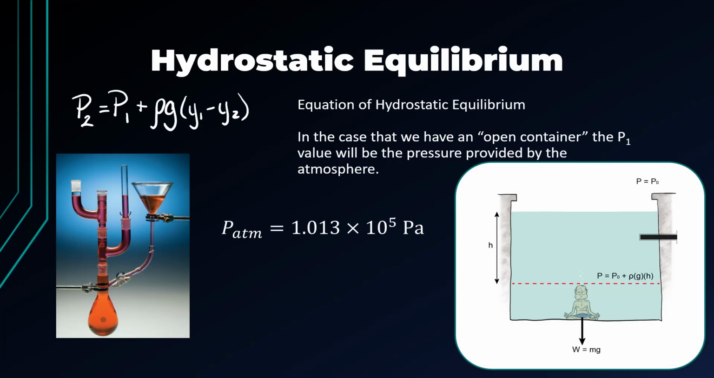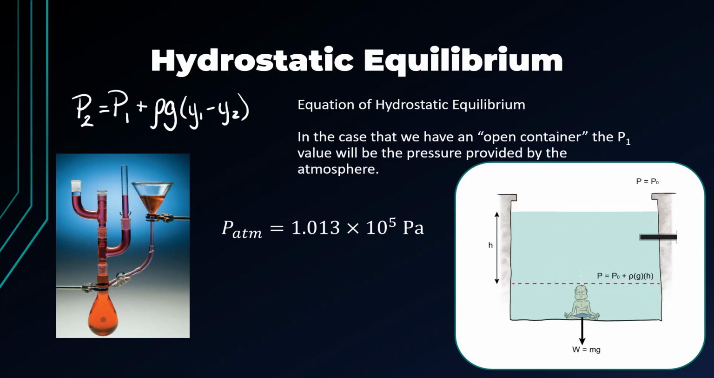So the next equation that we need to think about is something called hydrostatic equilibrium, or our equation of hydrostatic equilibrium. And this is something that we use whenever we want to determine the pressure at a specific location. So imagine that I want to calculate the pressure that is being applied to the head of this little guy meditating at the bottom of the pool. Well, I need to consider the atmospheric pressure above him and the pressure that is due to all of the weight of this fluid above him.